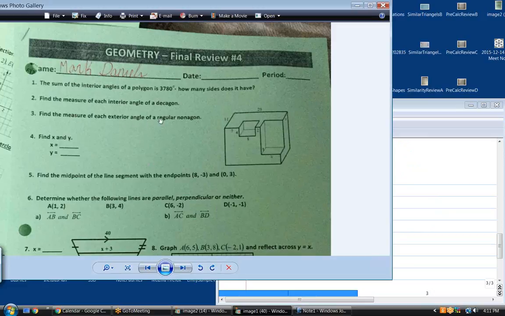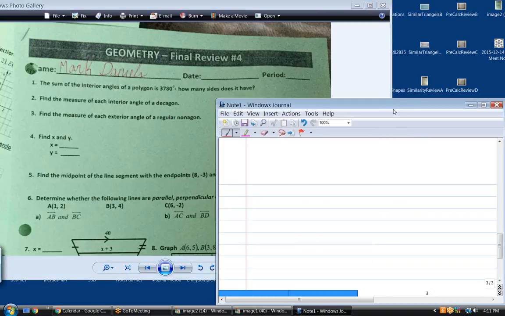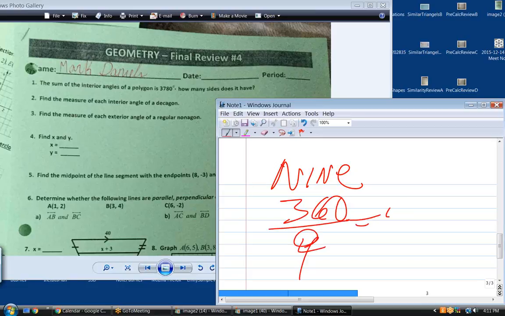Find the measure of each exterior angle of a nonagon. How many sides is a nonagon? Is that 9 or 7? It's 9. Okay. And what's the sum of the exterior angles of any polygon? 360 degrees. So how do I get each one on a regular nonagon? 360 divided by 9? Equals 40 degrees, each one of them.